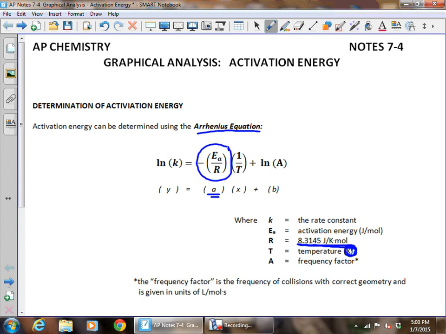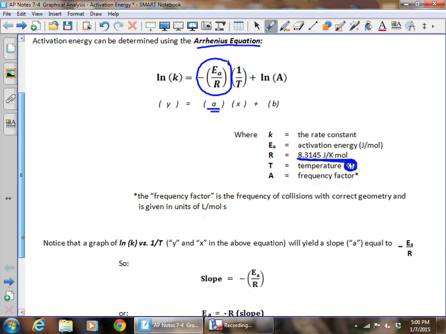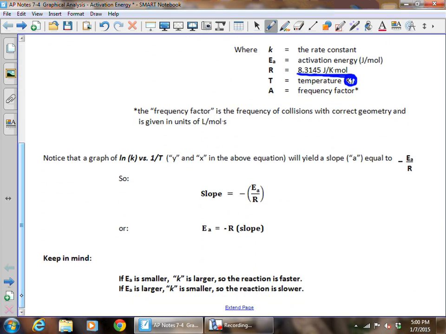and that slope is going to be equal to our negative activation energy over our constant R. That's going to allow us to calculate activation energy. I call this the negative Ea R slope equation. You've got to remember how to find this equation. It won't be on the AP test, so you'll have to know the equation. So negative Ea R slope just helps me remember what the equation is. So this is the equation we'll use once we graph the information on our graphing calculators.